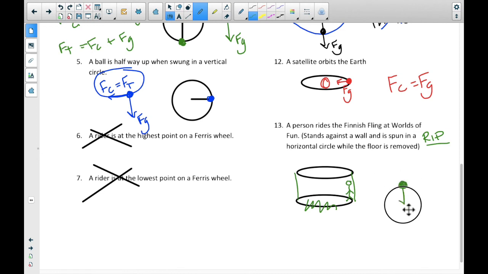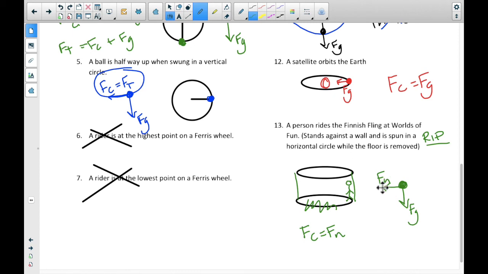So here's our person. They have the force of gravity. When we remove the floor, that's gone. We don't have a force there anymore, so I can't draw a normal force. That floor is gone. But I do have a normal force this way, the wall pushing against you. And so in this case, the centripetal force is coming from the normal force of the wall pushing against you.